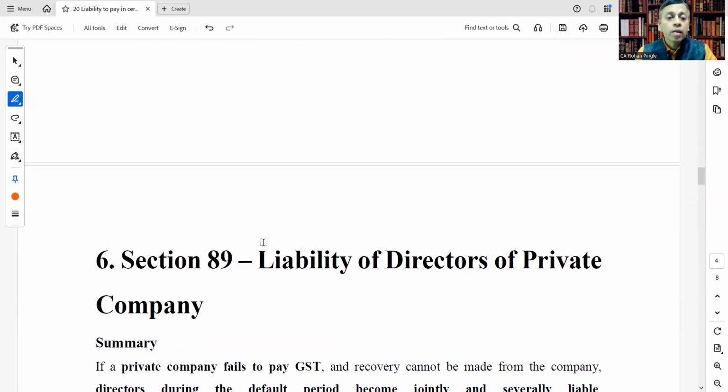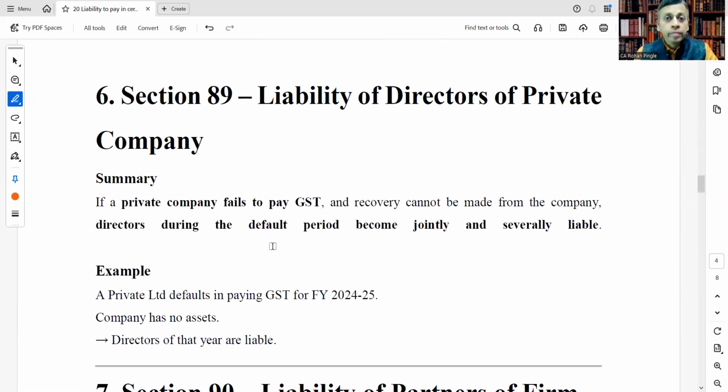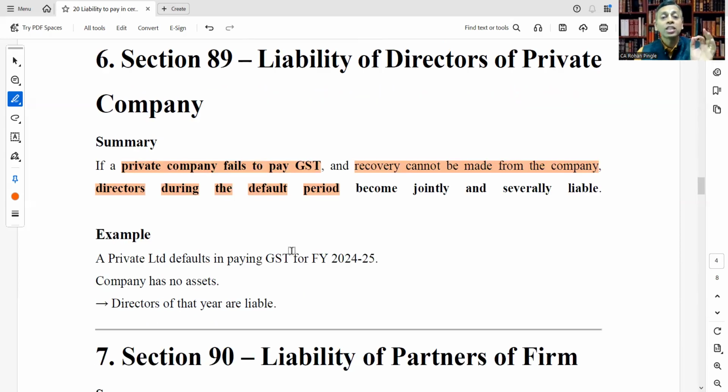Very important. Next, Section 89, liability of directors of a private limited company. If a private company fails to pay GST and recovery cannot be made from the company, directors during the default period, very important, become jointly and severally liable. Even if he retires and the notice comes for the period when he was a director on duty, even if he is presently retired or not connected to the company, he will be held liable for it. Okay, that is the explanation.